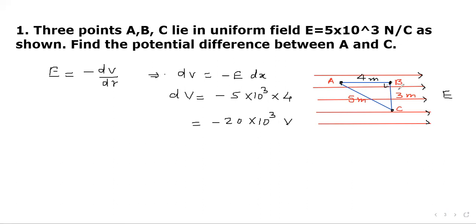Now, this question can be given in terms of centimeter also. In that case, this will be 3 centimeter, this will be 5 centimeter, then this will be 4 centimeter, and then we have to convert this 4 centimeter into meter. In that case, the answer will be 5 into 10 to the power 3 with a negative sign times 4 divided by 100 volt, and that can be done. Now, let's see the next question.